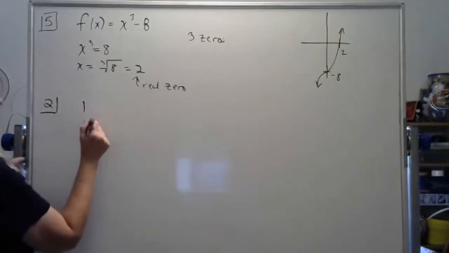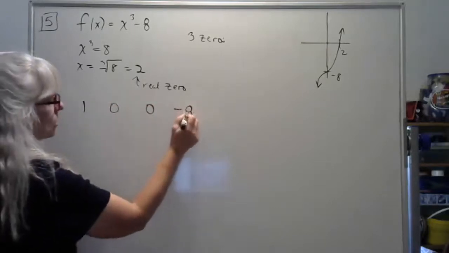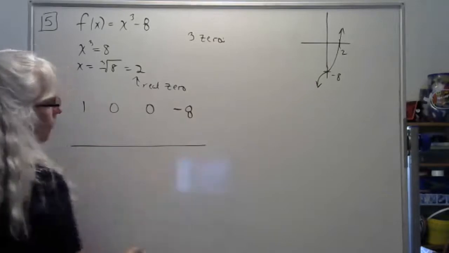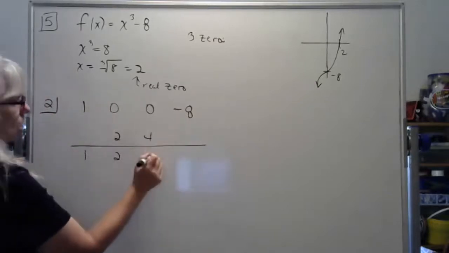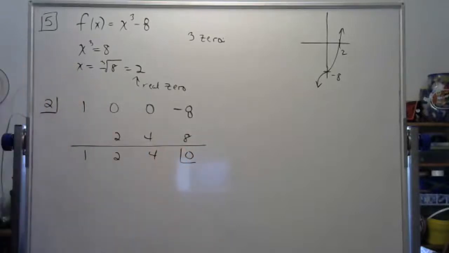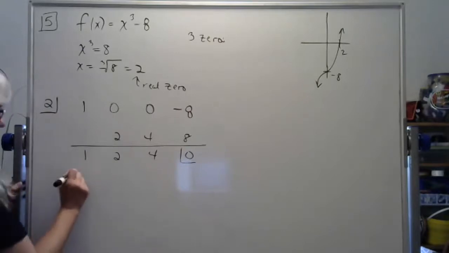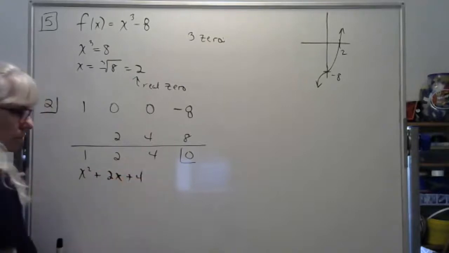And now we'll write our coefficients. There's no x squared, there's no x, so I need those placeholders of zeros. So we'll bring down our 1, 2, 2, 4, 4, 8, and 0. So sure enough, it is a 0, which we already knew, but we verified it. Okay, what's left is x squared plus 2x plus 4.